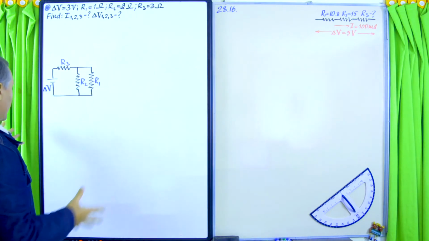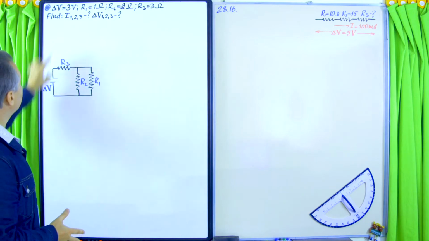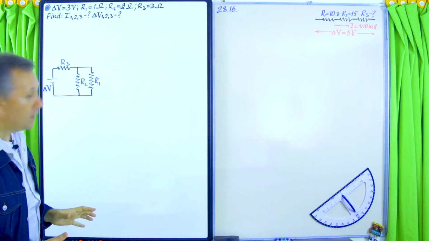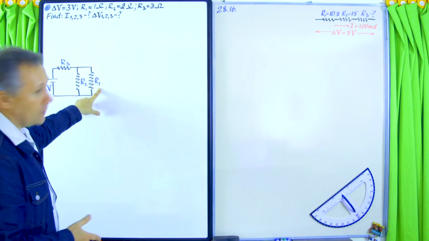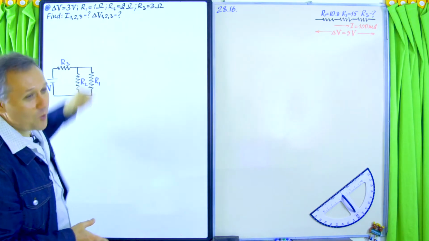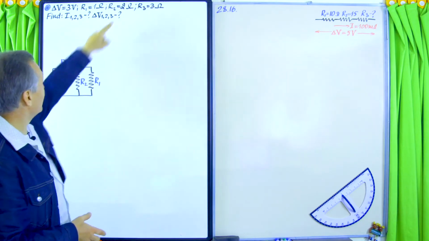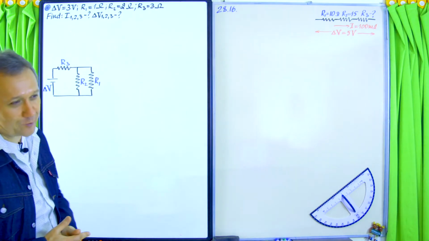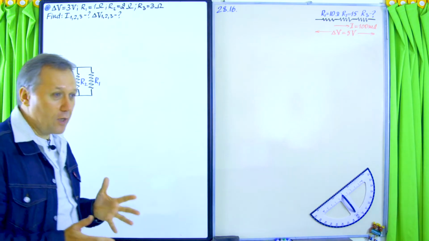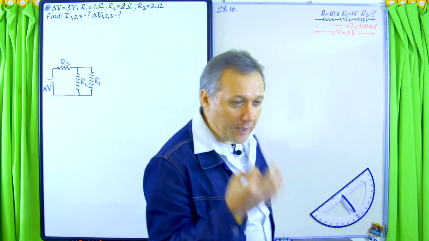This simple circuit: a battery with potential difference 3 volts, then 3 resistors, R1, R2, and R3. On purpose I picked R1 with 1 ohm resistance, R2 with 2 ohm resistance, and R3 with 3 ohm resistance. Easy to remember. And so the assignment is that we need to analyze this circuit.